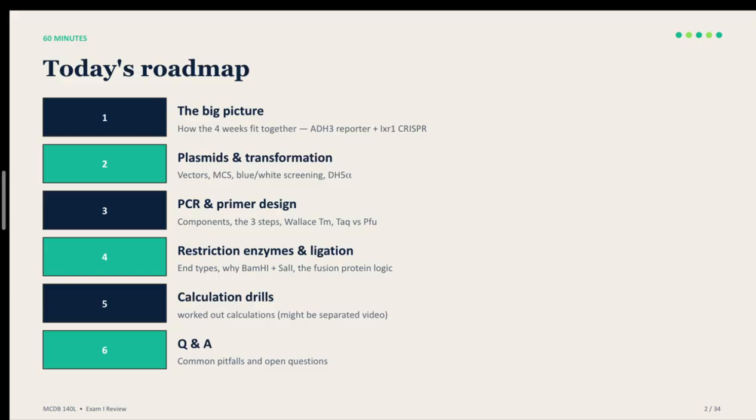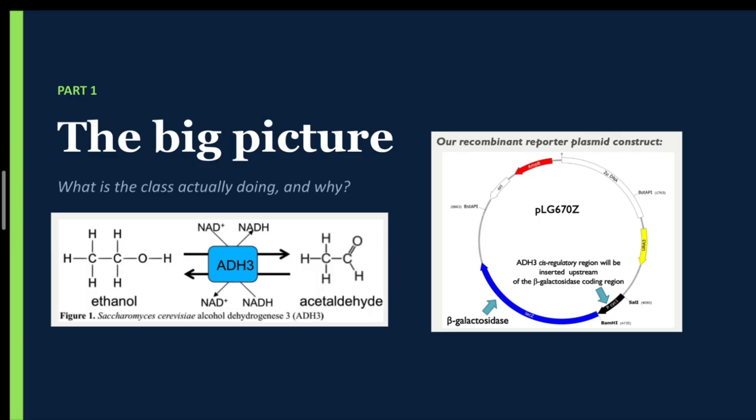We're going to talk about plasmids and transformations. We're going to talk about PCR and primer design, restriction enzymes and ligations, and then we're going to do some calculation drills. I might move the calculations to a different video, but we'll see. So stay tuned.